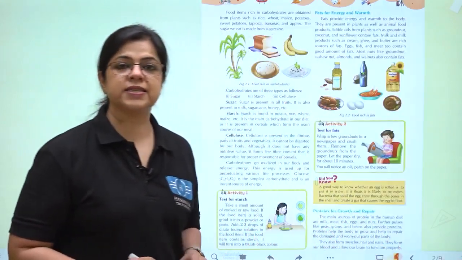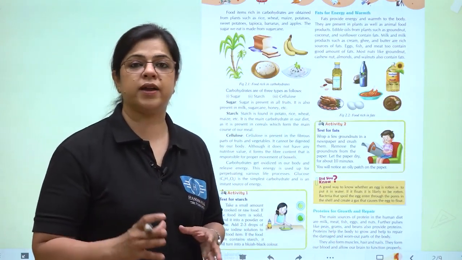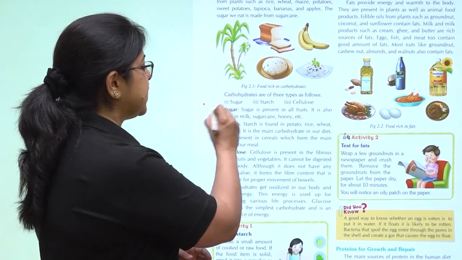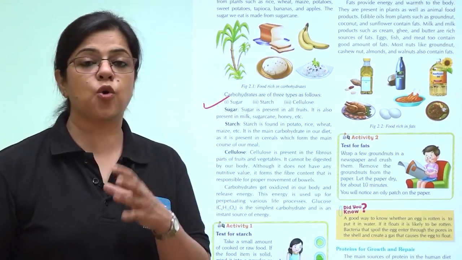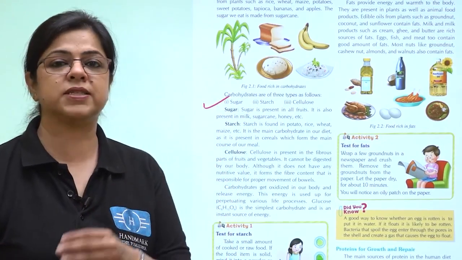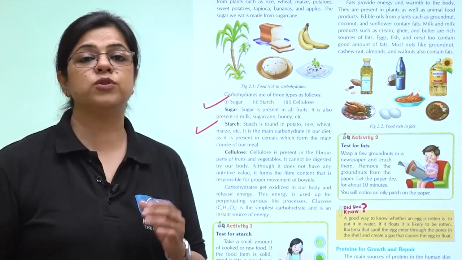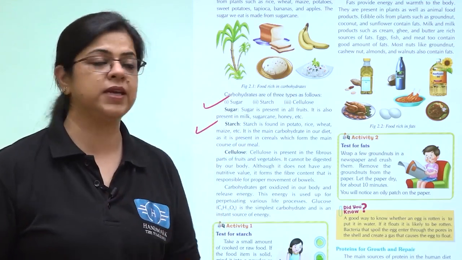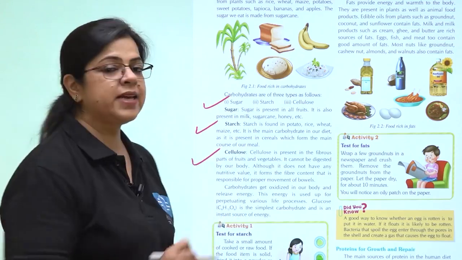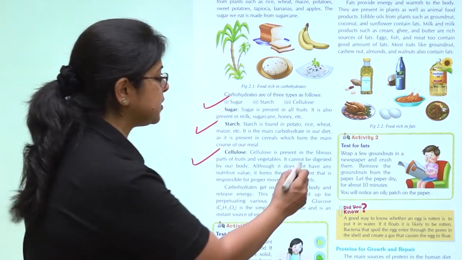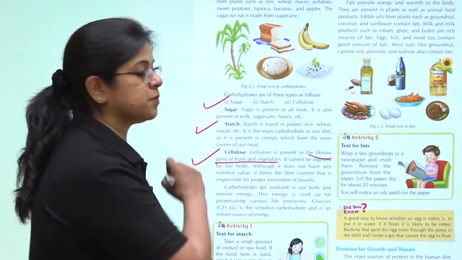Let us now understand the three different types of carbohydrates that we take in. We take in sugar, which is present in all the fruits. It is also naturally present in the milk that we take in. Then starch, which is found in potato, rice and wheat, and cellulose. Cellulose is present in the fibrous part of fruits and vegetables.